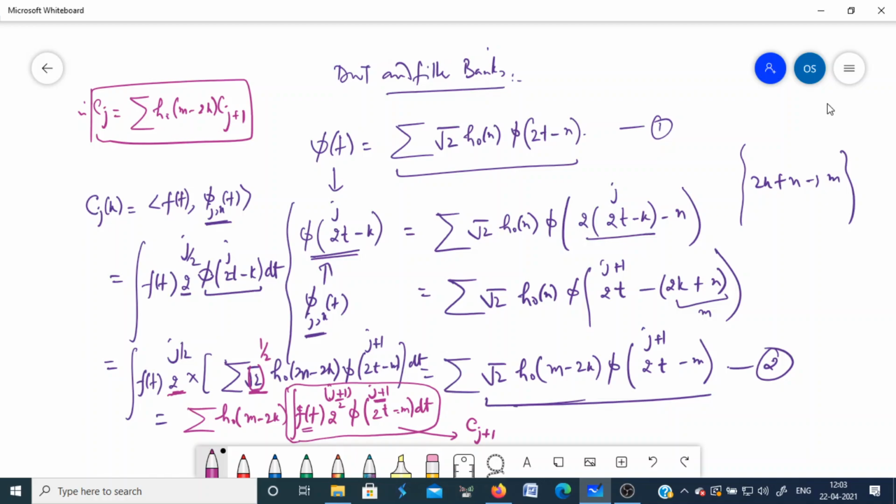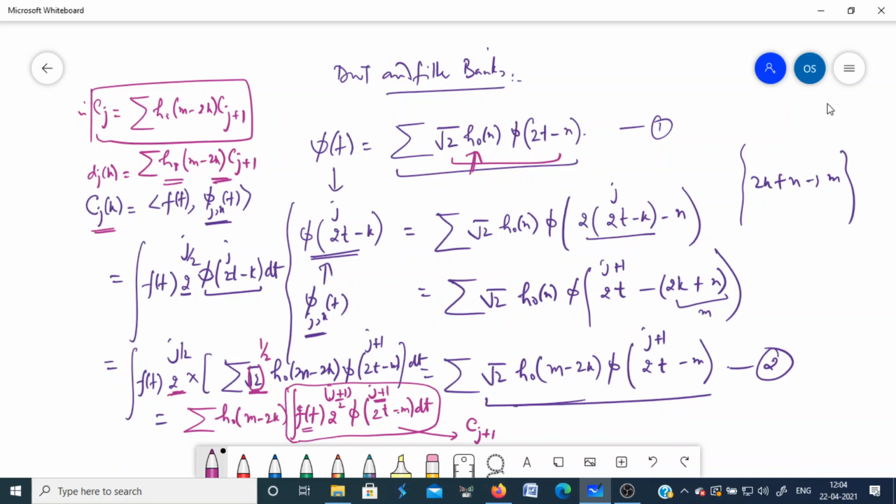Similarly, the detail coefficients d_jk are defined by the product of the function with the wavelet functions, and the wavelet functions can also be expressed using a refinement equation like this. You follow the same procedure, and ultimately you will get an equation like this. Now in place of h0, your filter will be h1 only. Everything else is the same, so it will be h1(m minus 2k) into c_(j+1)(m).